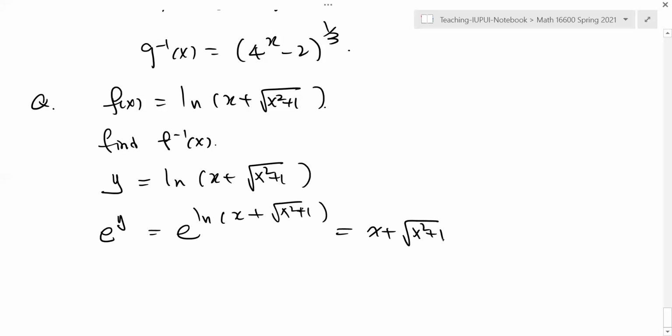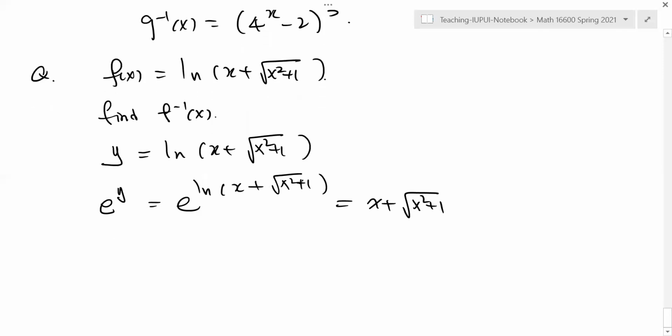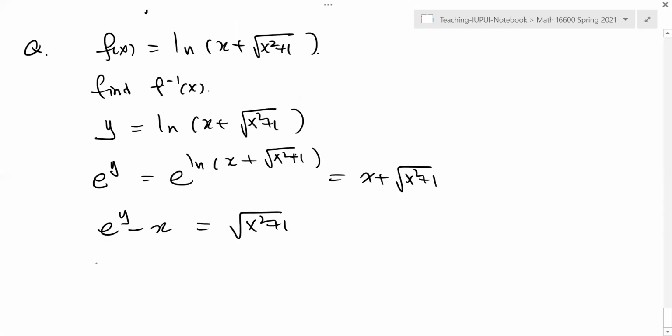What is the next step? We don't like the square root. How can we get rid of the square root? The way you do it is you have to move x temporarily to the left-hand side. It's like some kind of computer game. You have to move that piece away. Then you square it, and you get x squared plus 1.